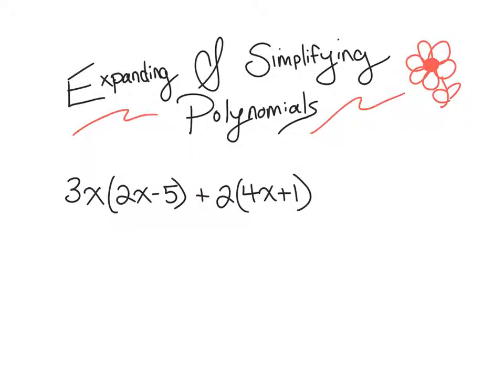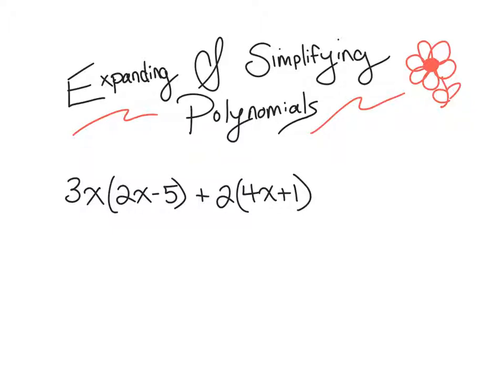This is just a video on expanding and simplifying polynomials. So it's kind of putting together everything that we learned in the previous sections. Okay, so we've got this giant expression here, 3x times 2x minus 5 plus 2 times 4x plus 1.